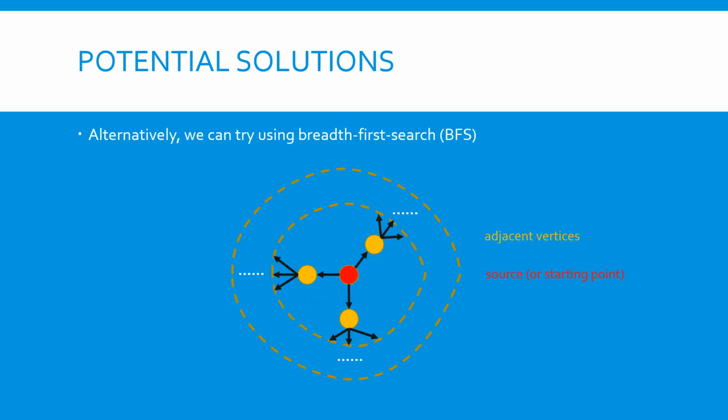The second approach is breadth first search, or BFS. BFS is a graph traversal algorithm that visits nodes closer to the source first. In the first pass, it visits all nodes that are adjacent to the source. In the second pass, it visits nodes that are 2 edges away, and so on. You can search online for more information about BFS.